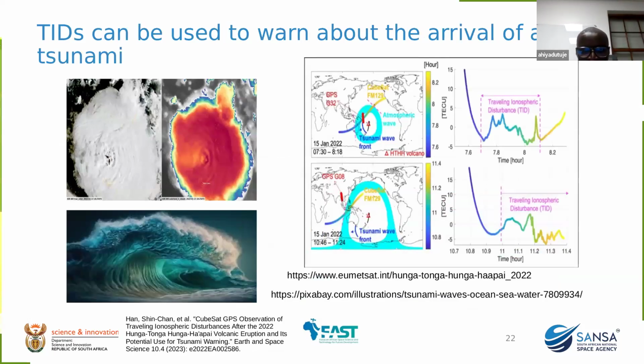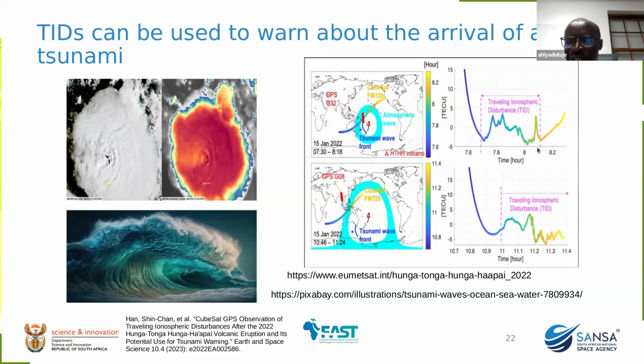Now TIDs can also be used to warn about the arrival of a tsunami, especially in regions where you have many occurrences of tsunamis. As we know, a tsunami can kill many people, especially when it hits a given city or town. In this paper, Shinshan found that a tsunami generated, I think, by a volcano in the ocean can also generate TIDs in the ionosphere at the same time. So you generate a tsunami and they generate TIDs at the same time. But they also found that TIDs move much faster than the tsunami. A tsunami moves very slowly compared to TIDs.